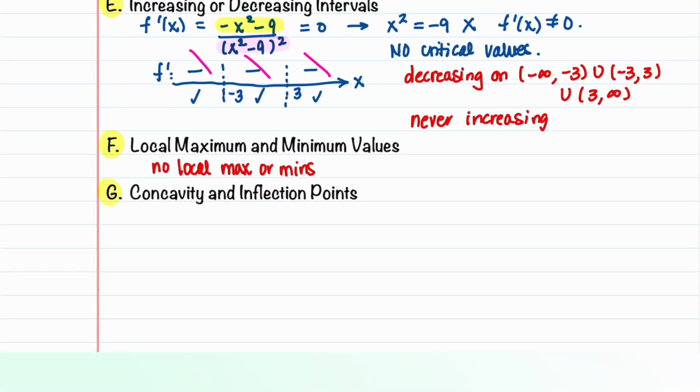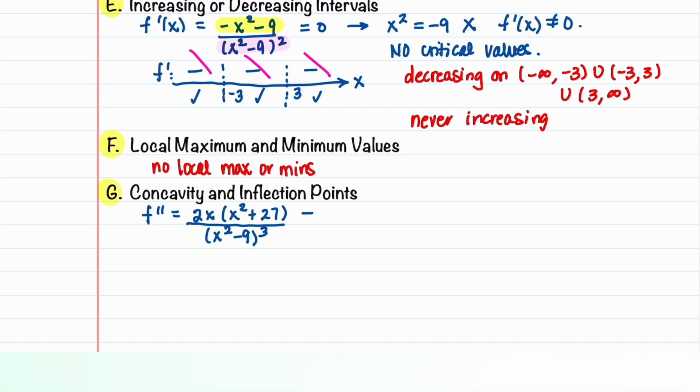The last thing that we need to look at is concavity and inflection points, and we need the second derivative to do this. So I'm going to write down our second derivative, f double prime is 2x times x squared plus 27, all divided by x squared minus 9 cubed. Whenever I tested students on this, I always gave them the derivatives because I wanted to make sure that I was testing on the graphing and not on calculating derivatives, because that second derivative is pretty complicated.